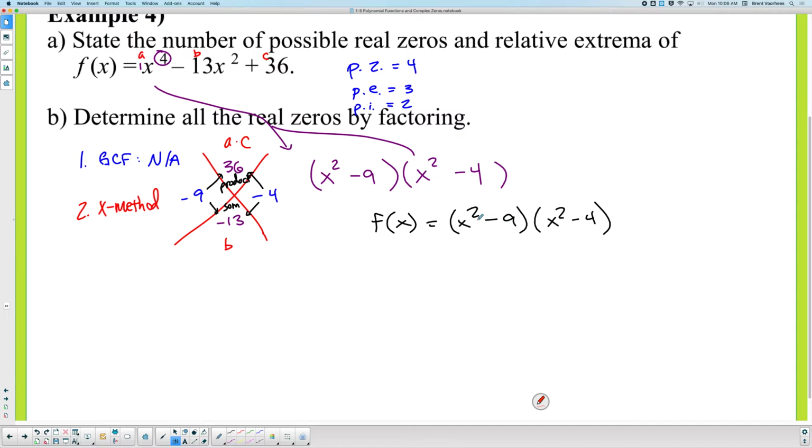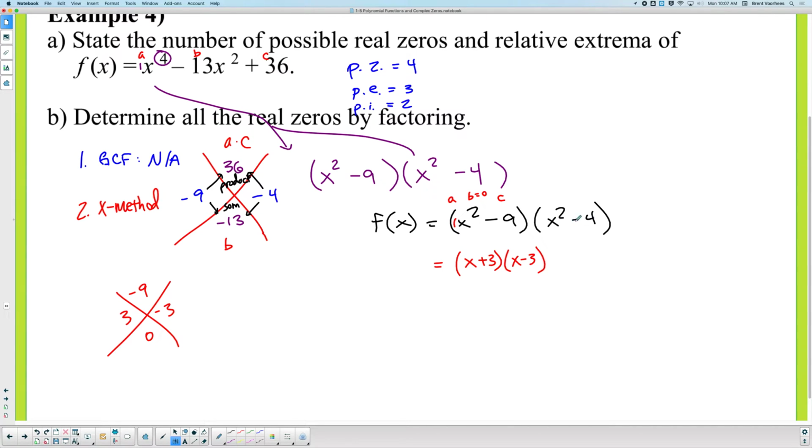Now, if you want to do more X methods, you could. Just as a side note, with X methods, don't let me lose you here. What value am I missing? A, B, or C on this? I'm missing my B. I don't have the X term. So what's 1 times negative 9? What are factors of negative 9 that add up to 0? B is not there, so B must equal 0. 3 and negative 3. Yep, those are going to be the factors this time. So this would become x plus 3 and x minus 3.